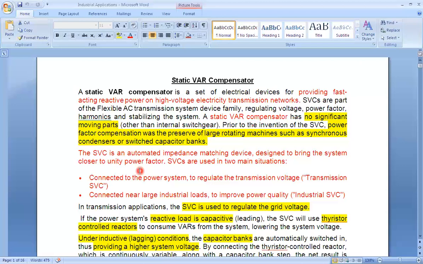And where can we connect this SVC system? The SVC system is connected near large industrial loads, where the nature of the load may be active or more capacitive. The purpose of this is to improve the power quality. That is called industrial SVC. Or we can also connect this SVC to the power system line. The purpose of this is to regulate the transmission so that we will get the proper regulated high voltage in the transmission line.